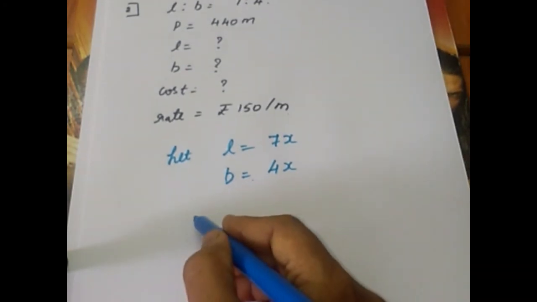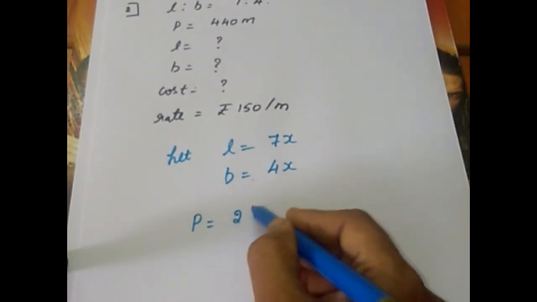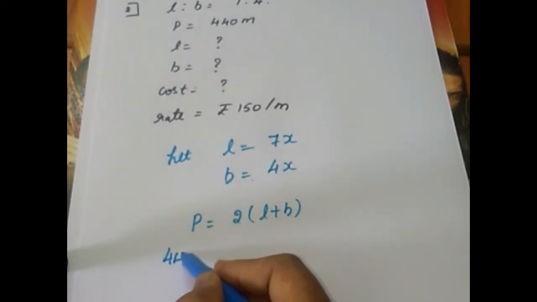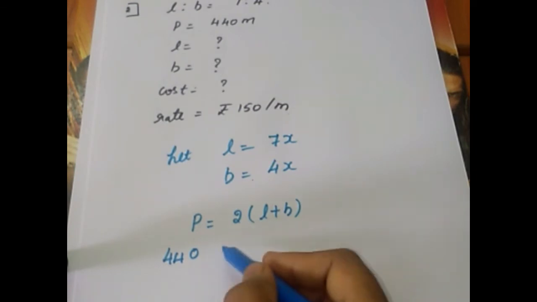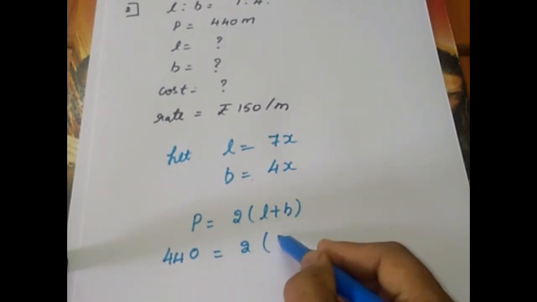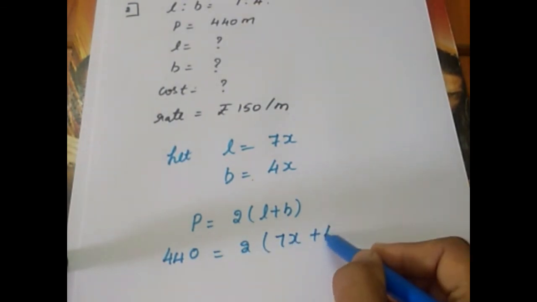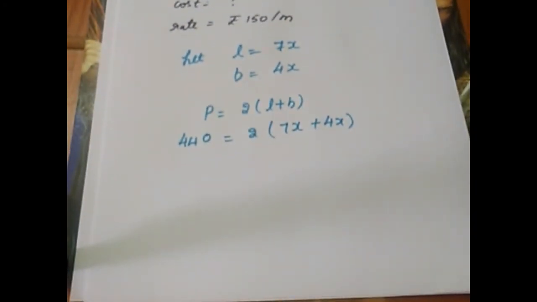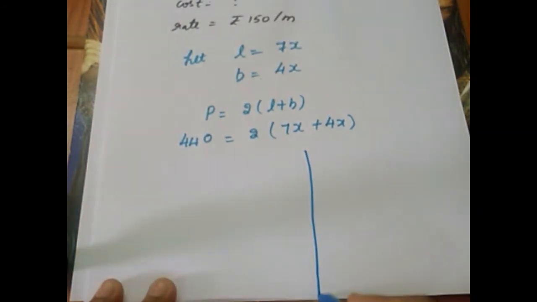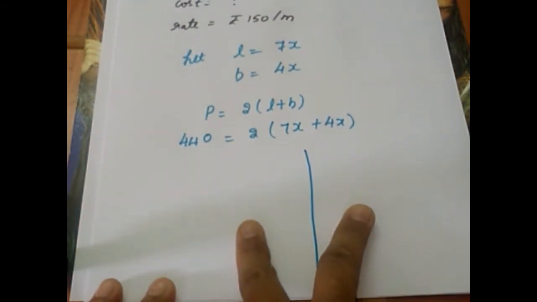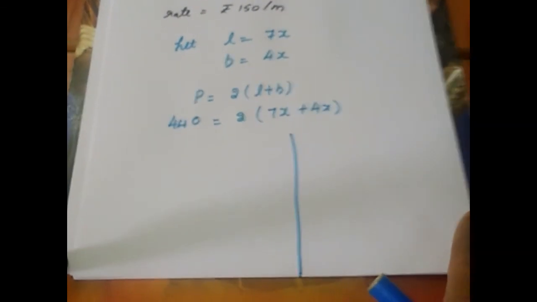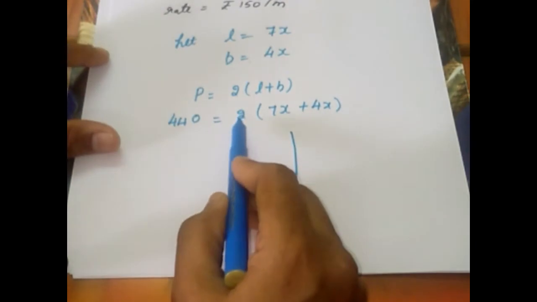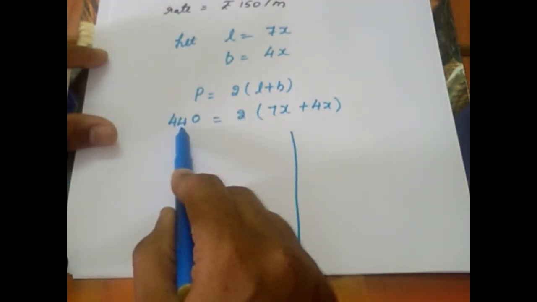Okay. Now consider the formula. Perimeter is 2 into (L plus B). In the place of perimeter, let me write 440 meter, 2 into (7x plus 4x). See, now at this stage you have two different methods for simplification. I am going to highlight both methods so you can choose whichever you feel comfortable with. The first method is, I'll bring this 2 down to the left hand side.